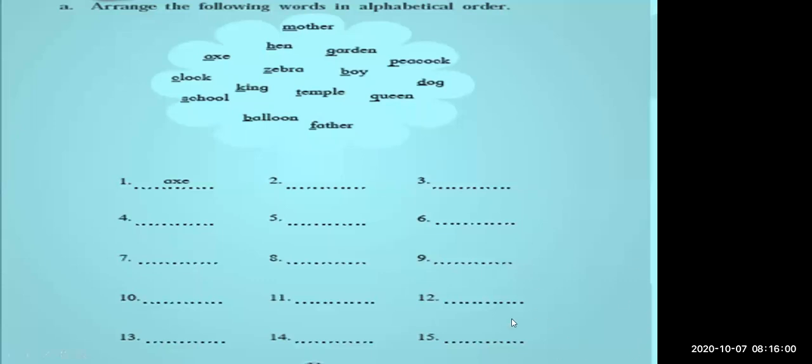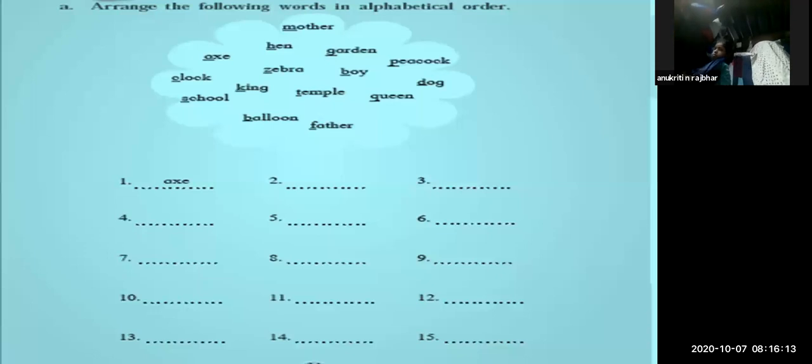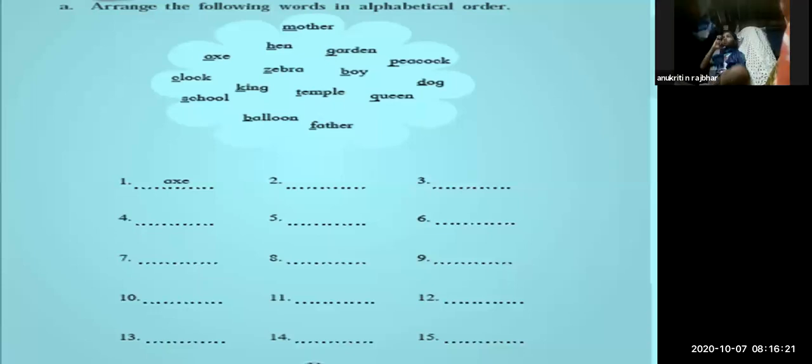Now, if you can see here, there are so many words. The words are mother, hen, X, garden, zebra, boy, peacock, clock, school, king, temple, queen, dog, balloon, father. Now you have to arrange these words in alphabetical order, students. Just now I taught you. So what will be the answers? Check your answers, children. One word is already given to you and that is A for X.